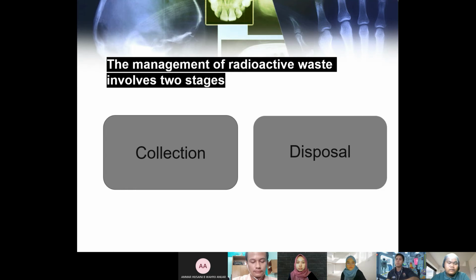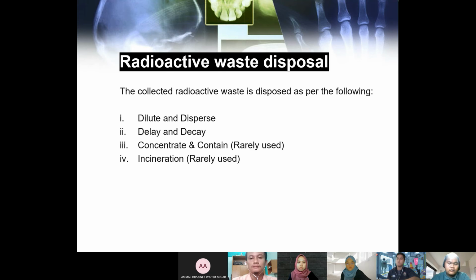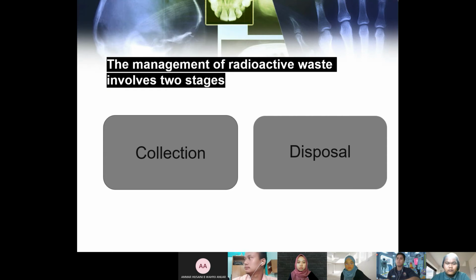The management of radioactive waste involves two stages, which are collection and disposal. For collection, radioactive waste should be detected and isolated in the working environment. When collecting radioactive waste, avoid using glassware. Each bag or trash can must be labeled with the name of the isotope, the activity level, and the date of monitoring. For disposal, each package should be monitored and its activity level should be marked.